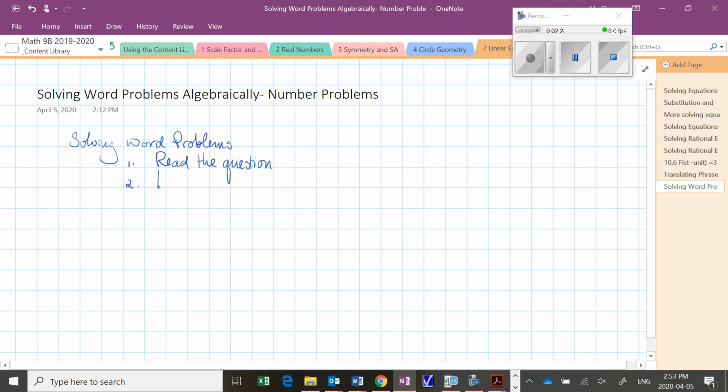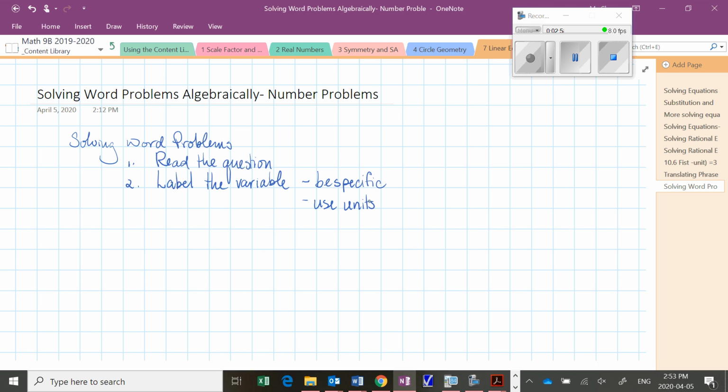Once you've read it carefully, then we are going to label the variable. So you decide which of your 26 letters you're going to use from the alphabet. Pick a letter, and you want to be specific about what it represents. Use units as well if applicable. So rather than just saying, I'm going to have n equal, n is nickels, be specific. Are you talking about the number of the nickels? The value of the nickels? The weight of the nickels, the diameter of the nickels? So be very specific and use units where needed as well.